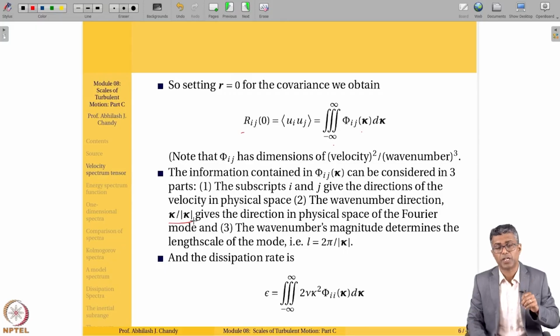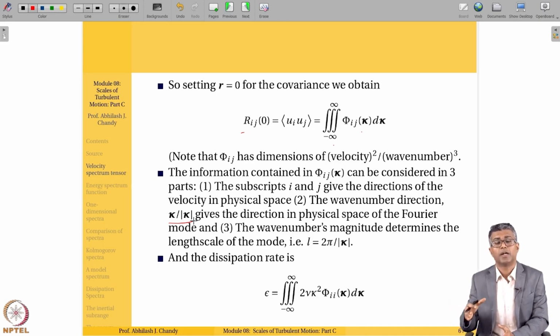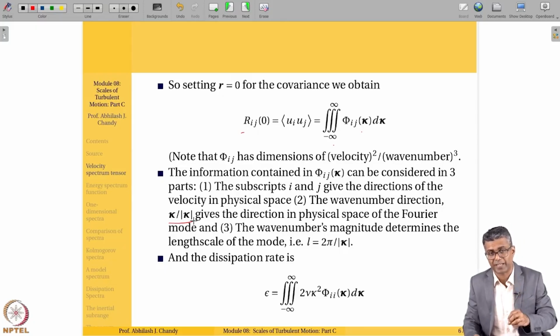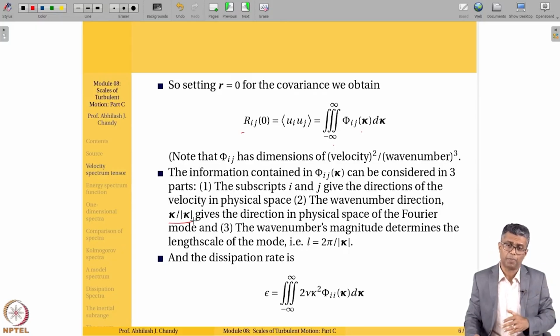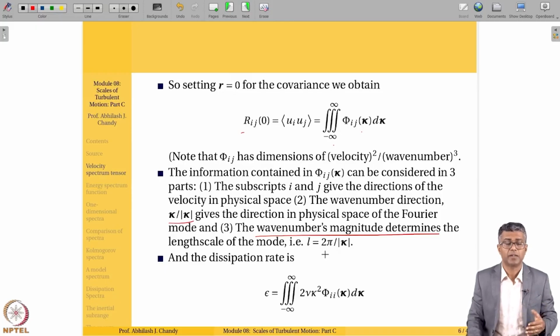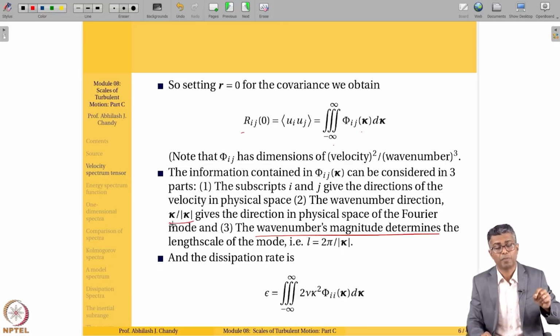Since phi ij depends on kappa, it obviously gives information about the direction in physical space of the Fourier mode. Third, the wave number magnitude. The wave number vector has three components, kappa 1, kappa 2, kappa 3. This will give you the direction, but it also has a magnitude. What does the magnitude represent? The magnitude represents the length scale of the mode. So essentially L is 2 pi over kappa magnitude. Just like any vector has a magnitude and direction associated with it, so does the wave number vector. The wave number direction, kappa over kappa magnitude, gives the direction in physical space of the Fourier mode, whereas the wave number magnitude gives information about the length scale.